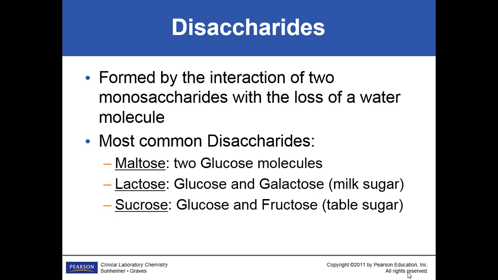Glucose and galactose, two monos put together, and that is the formula for the sugar in your milk. So people who are lactose intolerant, they can still have a glucose. And then maltose, 2 glucose molecules put together.